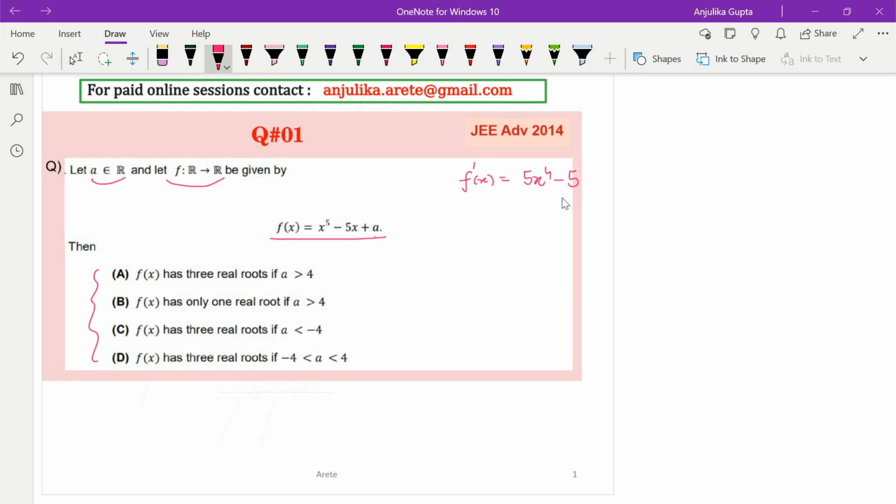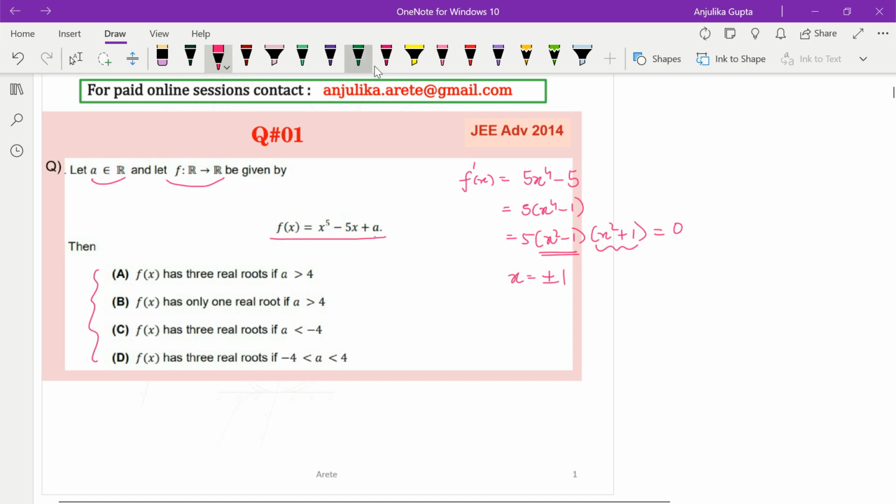So a is gone, right? Now you can easily figure out how many zeros this has. Let's simplify this a little more. You have x to the power 4 minus 1, and now it's very simple to factorize: x squared minus 1 and x squared plus 1. How many zeros does this have? x squared plus 1 is never 0. So when x squared minus 1 is 0, you get x to be plus and minus 1. Those are the roots of f prime x.